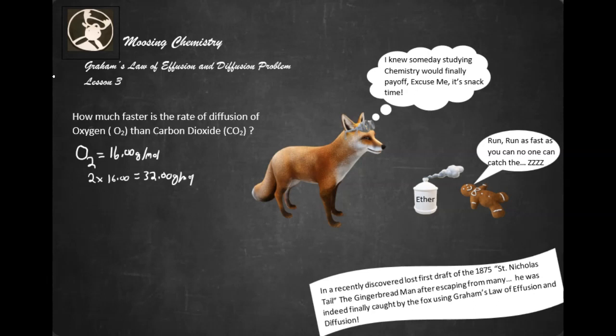All right, so we're going to write this over here so we don't lose it. So oxygen equals 32.00 grams per mole. All right, so let's go ahead and erase this again and get some more space in here.